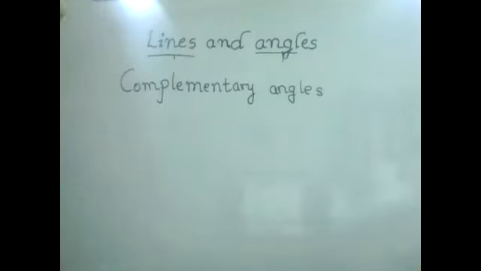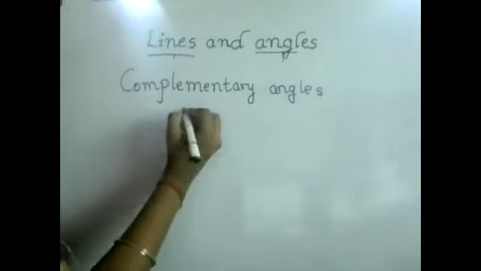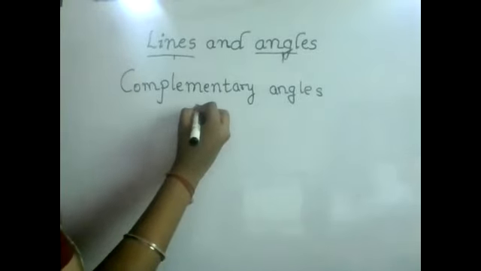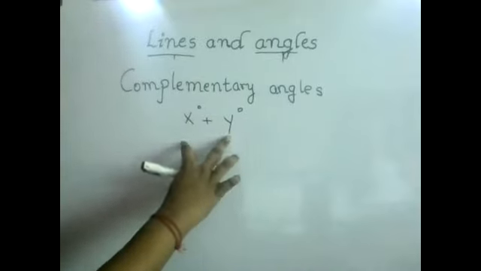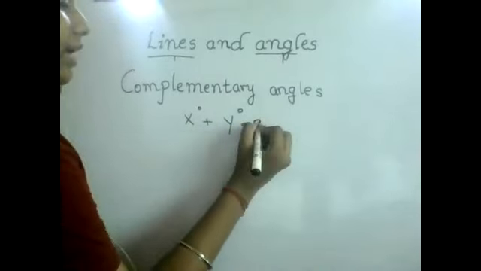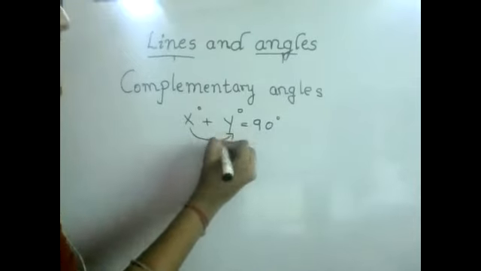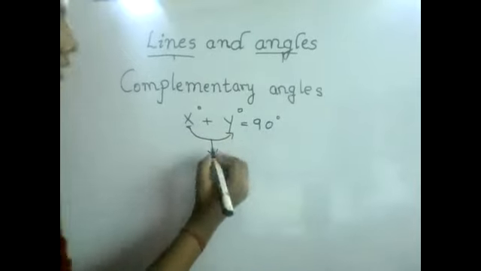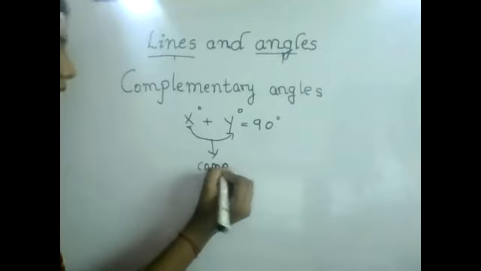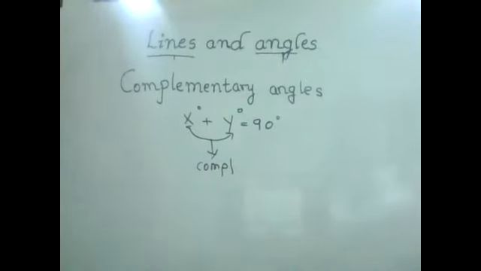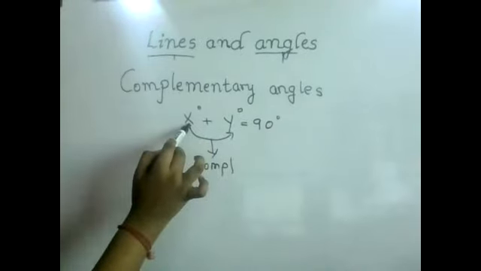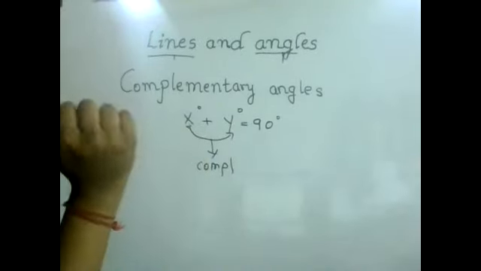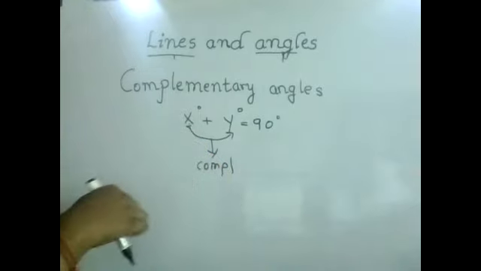When the sum of the measures of two angles, suppose angle x measures x degrees and angle y measures y degrees, is equal to 90, then these two are known as complementary angles. If two angles are complementary, each angle is said to be the complement of the other.